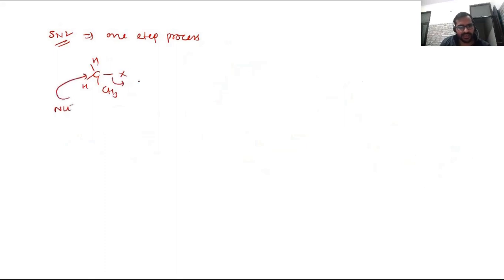Now let's see what is the stereochemistry of the SN2 mechanism. According to the SN2 mechanism, it is a single step or one step process, that is the nucleophile attacks in a single step. For example, C, H, H and CH3. Here we have X, that is the leaving group, and the nucleophile comes and attacks from the backside, and this C-X bond will cleave out. That is why we get this one: nucleophile, hydrogen and CH3. And why does it attack from the backside?